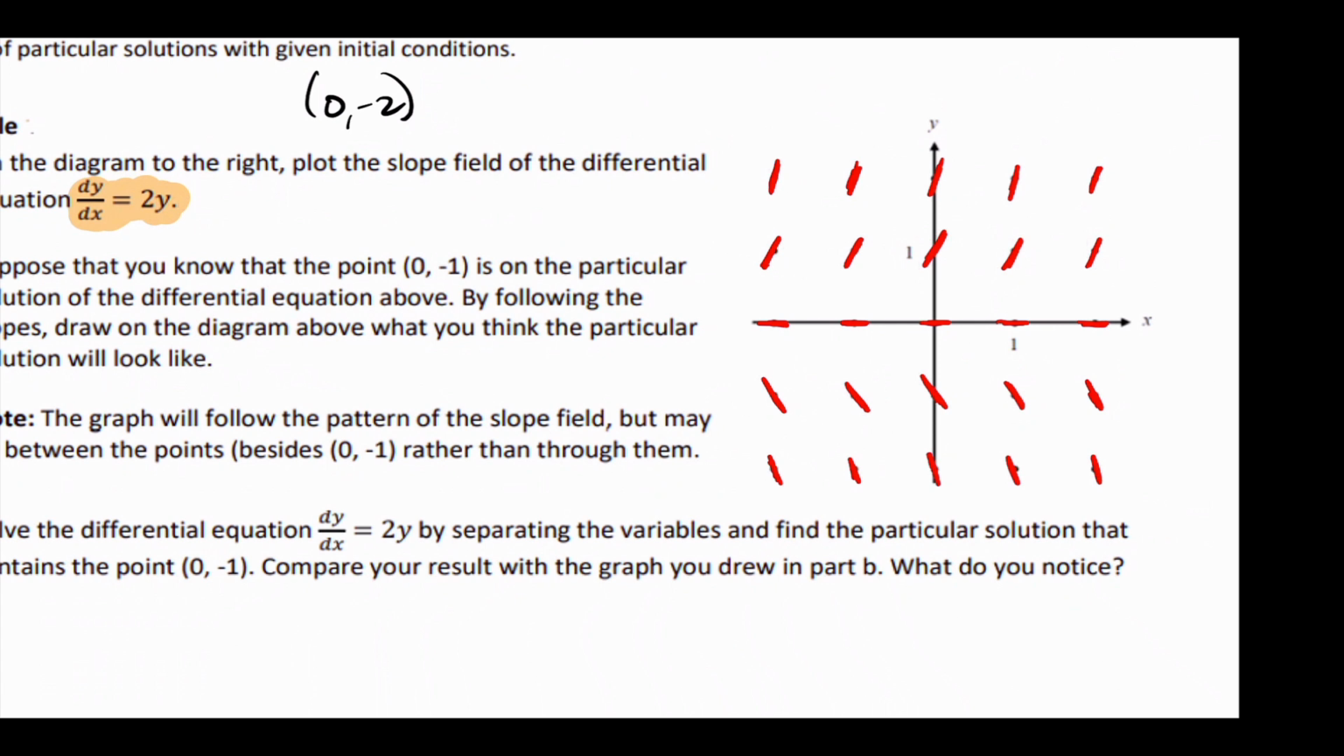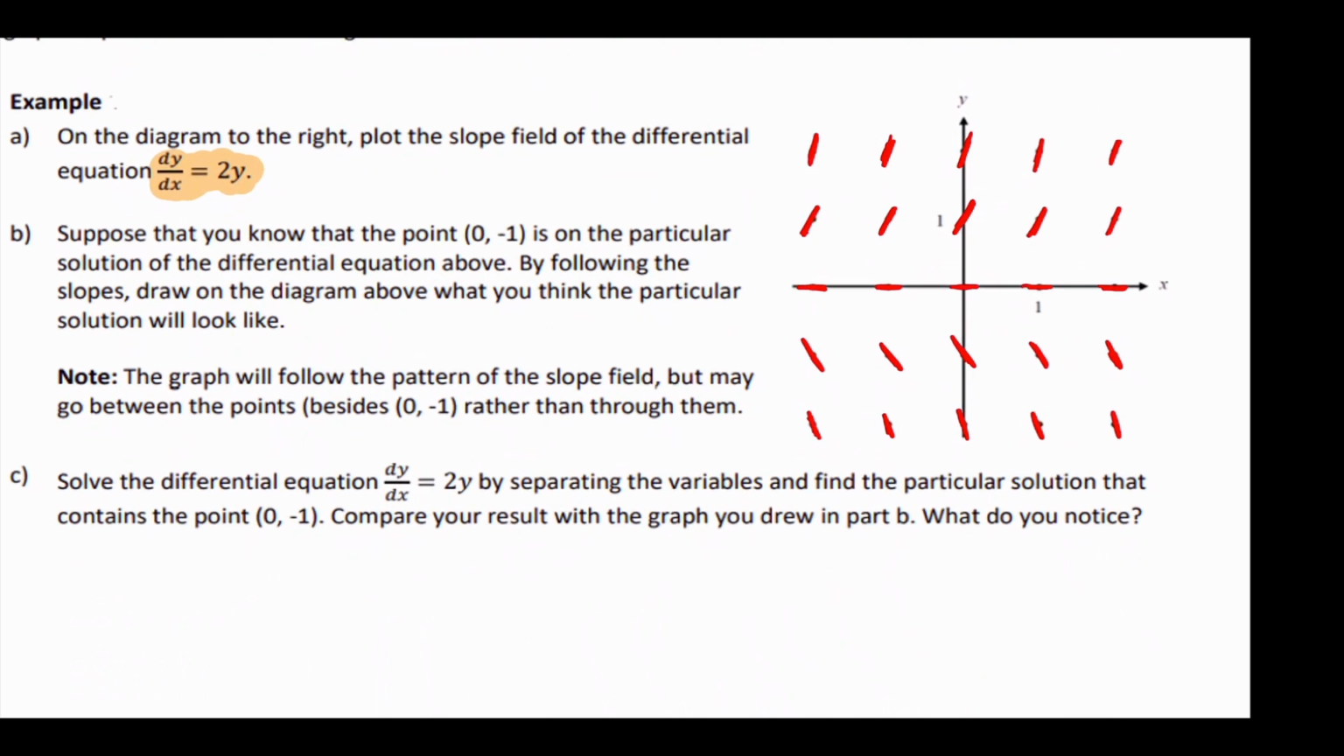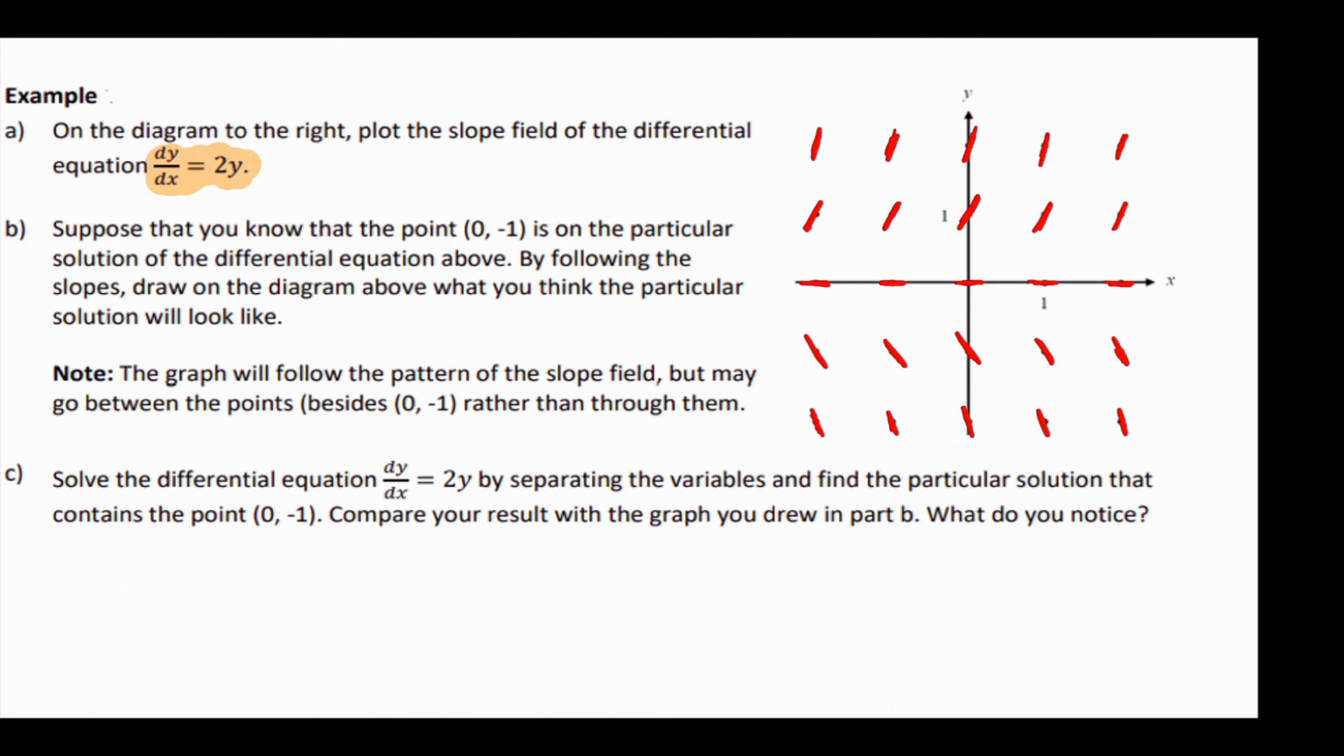And there you go. That's your slope field. You just created a slope field. Okay. So what do we do with slope fields? Well, letter B. Suppose that you know that the point 0, negative 1 is on the particular solution of the differential equation above. By following the slopes, draw on the diagram above what you think the particular solution will look like.